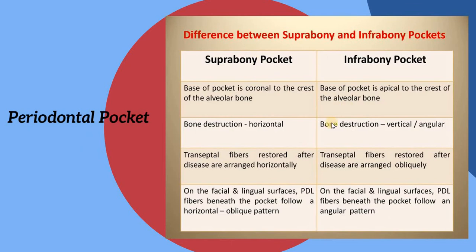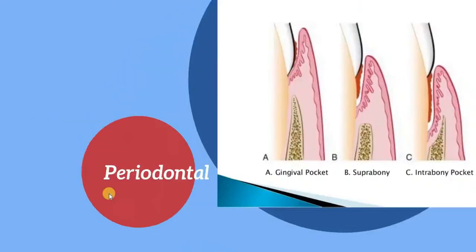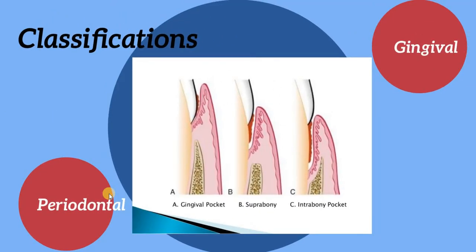And here's the difference between the suprabony and infrabony pockets. In the suprabony one, the bone destruction is horizontal, while in infrabony, the bone destruction is angular or vertical. And on both the lingual and facial surfaces of suprabony pockets, the periodontal ligament beneath the pocket wall follows a horizontal or oblique pattern, while in infrabony pockets, on both the facial and lingual surfaces, the periodontal ligament fibers follow an angular pattern. So these are the differences between the types, and this is the classification of periodontal pockets.